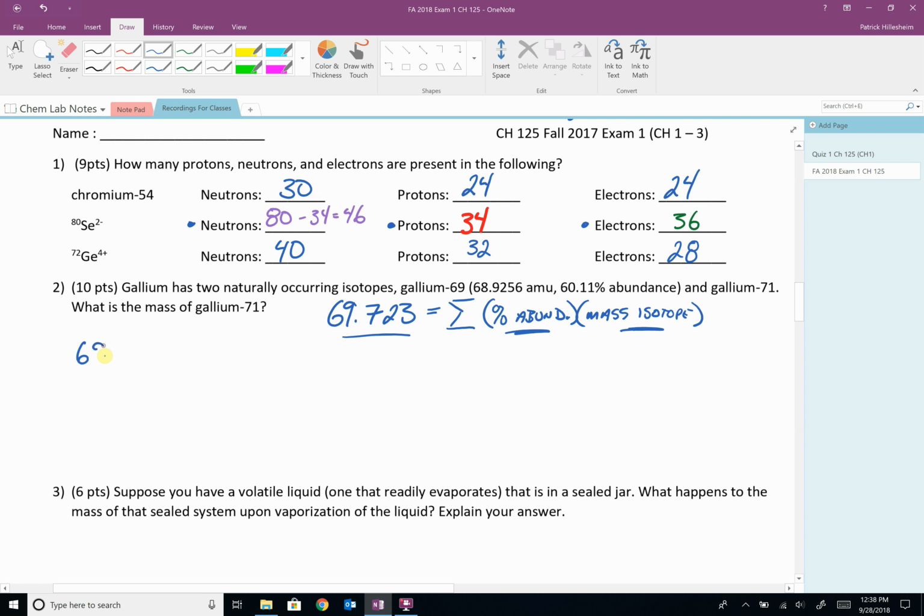So 69.723 is equal to, let's look at our first isotope here. I'll do it in red. Let's take a look at gallium 69 here. So the percent abundance is 60.11. Now remember, to make our math a little bit easier, we're dealing with this in decimals, so 0.6011. That's our percent abundance times the mass, 68.9256 AMU.